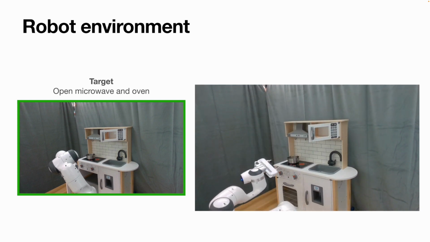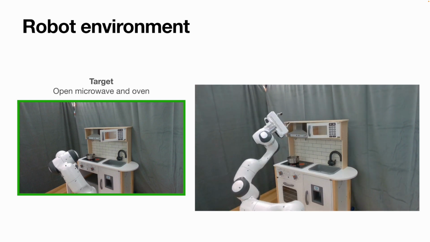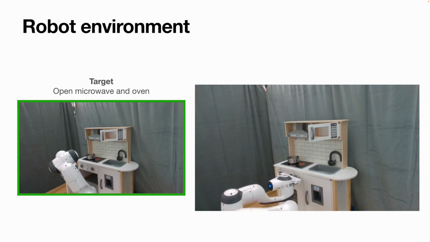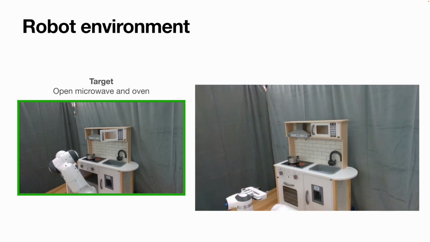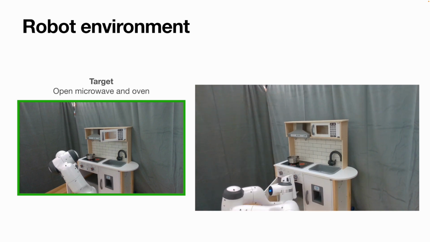And we also see spontaneous retry behavior here. So you can see that the robot gripper didn't catch the oven handle on the first try, but went back to retry a few more times. And since we modeled multiple modes, this model can also choose to open the oven door first and then the microwave, given the same prompt condition on the same model.